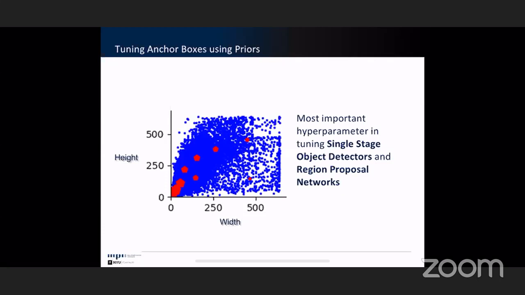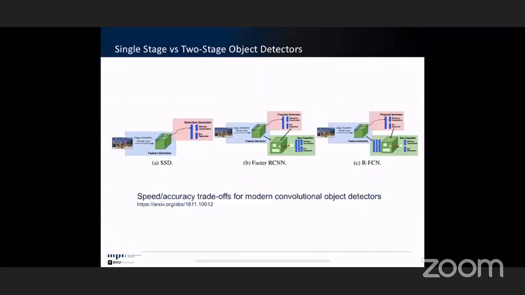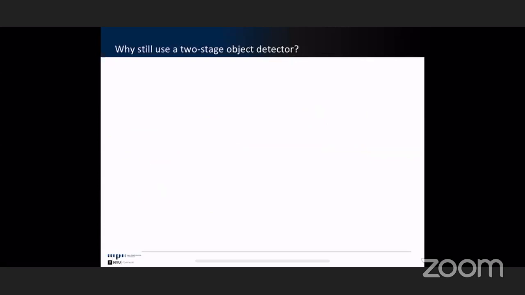One way to do it is this plot: on the x-axis we have width and on the y-axis we have height of all the ground truth boxes, and we see it's all over the place. Then we want to find anchor boxes, which are our red boxes here, to cover this entire space so that our anchor boxes make sense and we're able to get good outputs. This is the two-stage versus one-stage I was talking about. Single stage is one shot, and two stage is where you have a loop. And one very detailed and in-depth paper from Google Research is this one here, the speed-accuracy trade-off, if you actually want to do this for production.